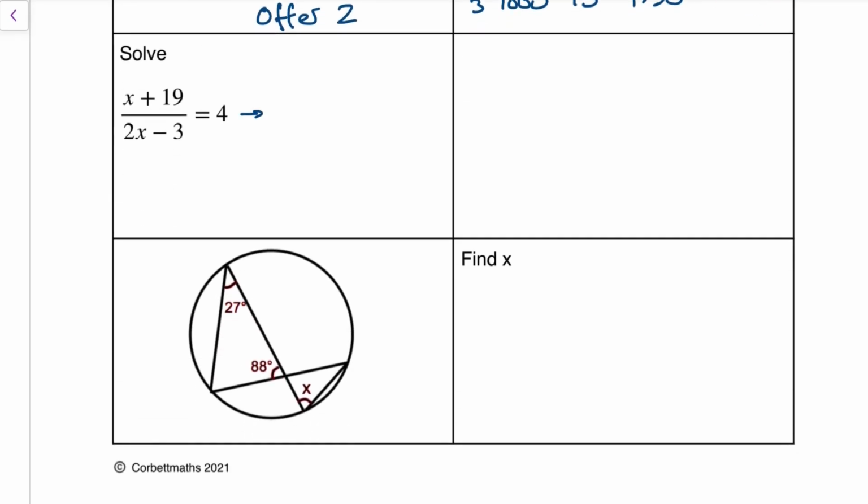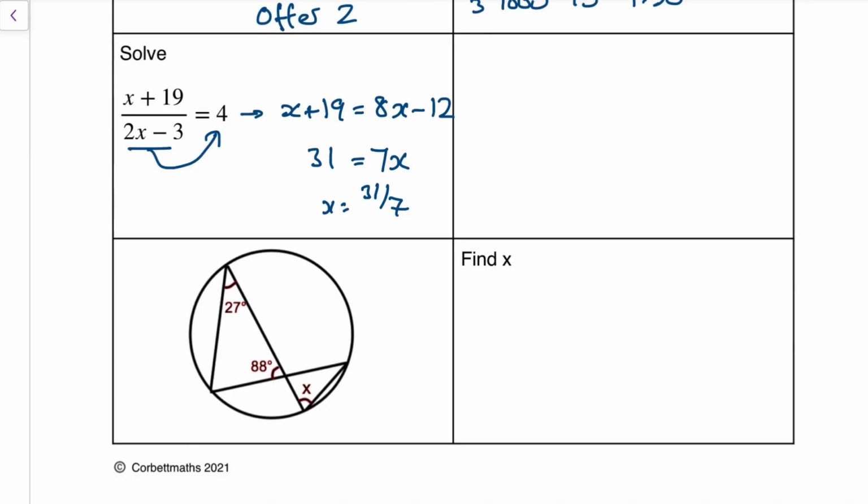Next question. Solve. Okay, this one's a bit more straightforward. Bit of algebra. I'm going to multiply through by the denominator. So x plus 19 is equal to 8x minus 12. So I've multiplied that by 4. Take away 1x from both sides, which is going to be 7x. I'm going to add 12 to both sides, which is going to give me 31. And then I'm going to divide by 7, which means that x is going to be equal to 31 over 7. That question, not too bad after a harder question.